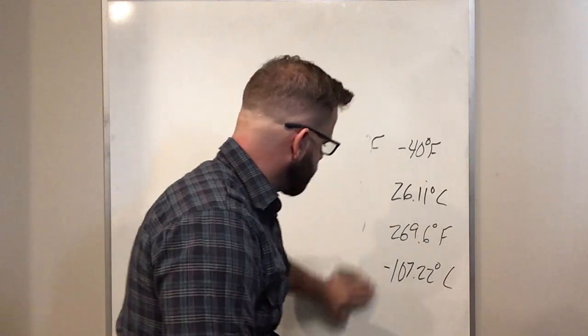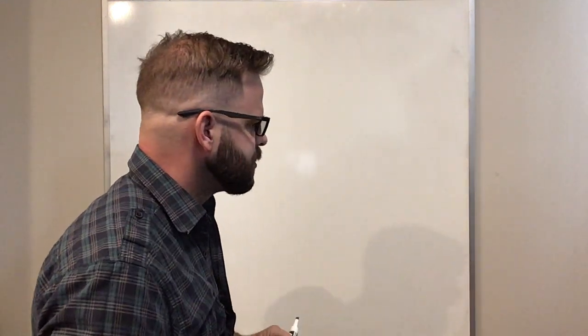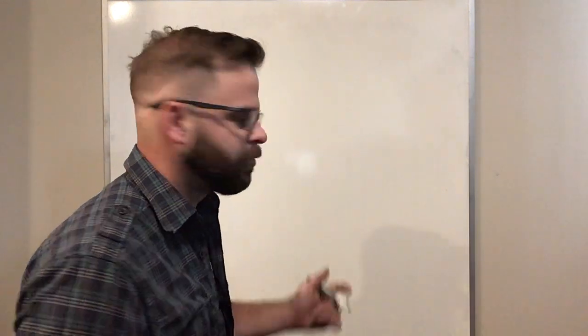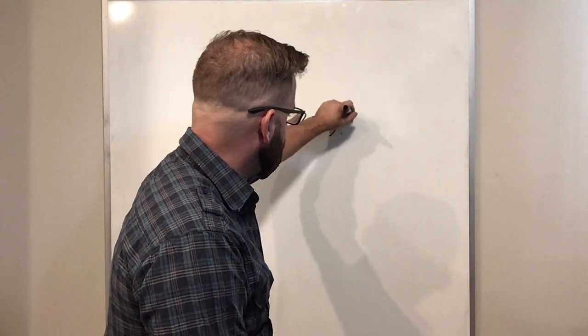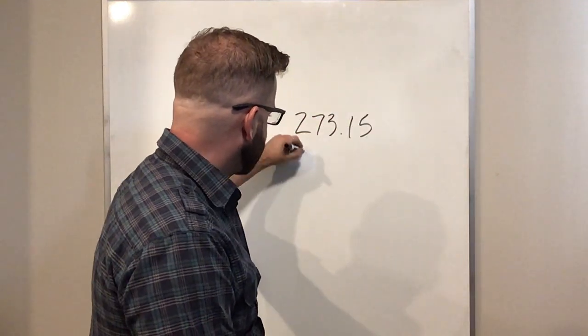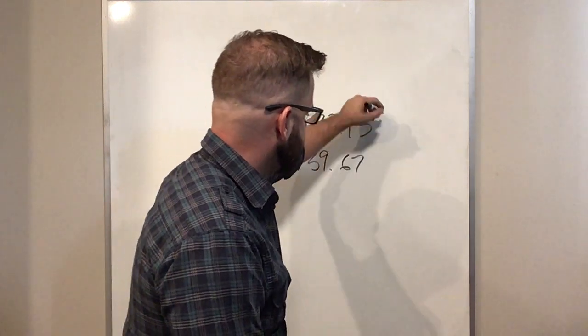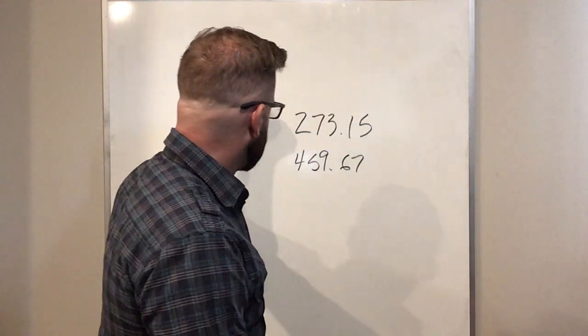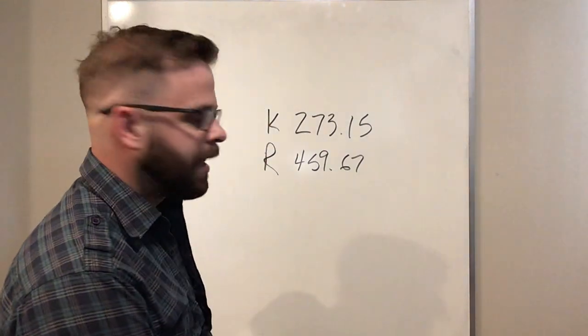Now we're going to go the other way and look at Kelvin and Rankine just quickly. So remember we had our values of 273.15 and 459.67. So that was for Kelvin, and this one was for Rankine.